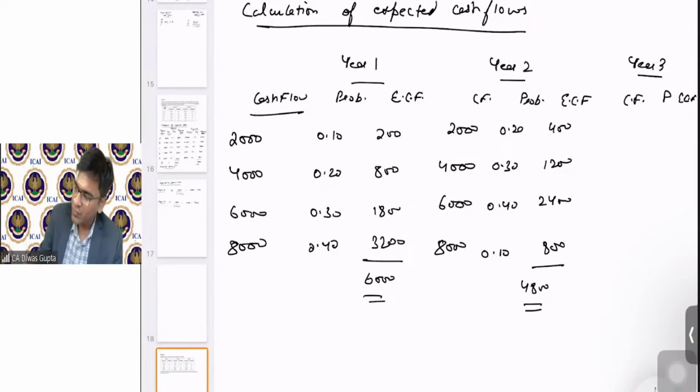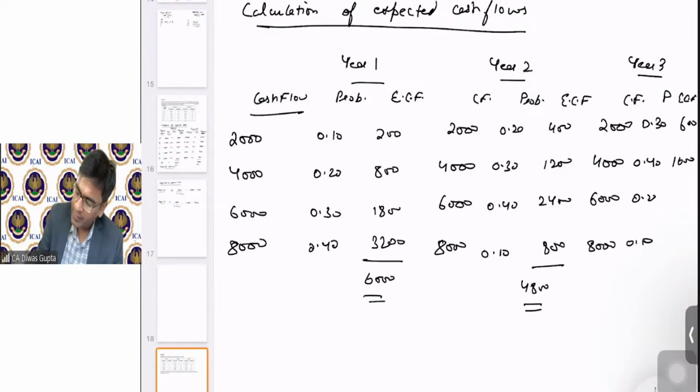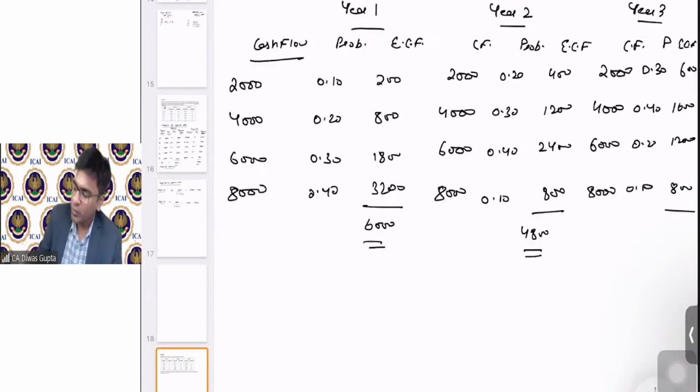Then year 3, cash flow is 2,000, 4,000, 6,000, and 8,000. Probabilities: 30%, 40%, 20%, and 10%. 2 3s are 600, 4 4s are 1,600, 6 2s are 1,200, 8 1s are 800. So the total comes as 4,200.